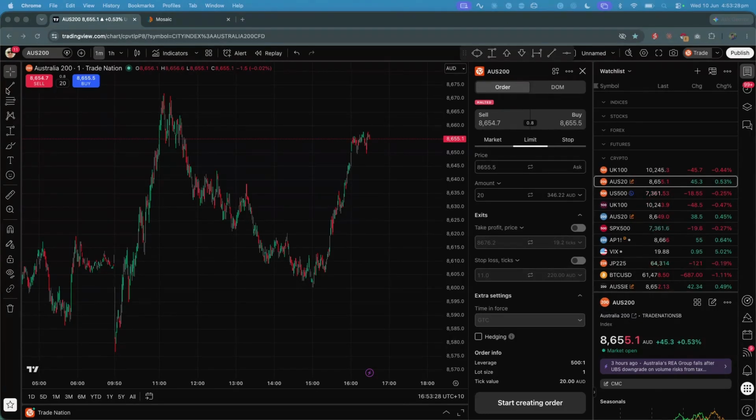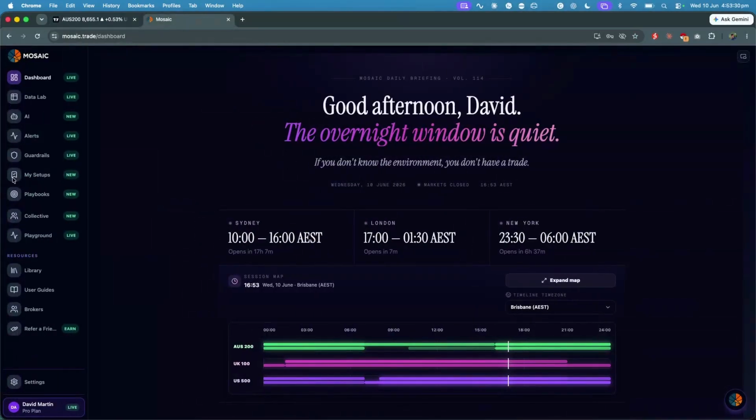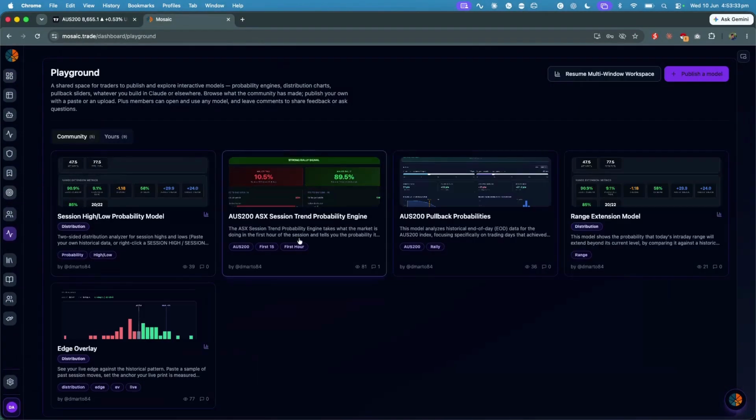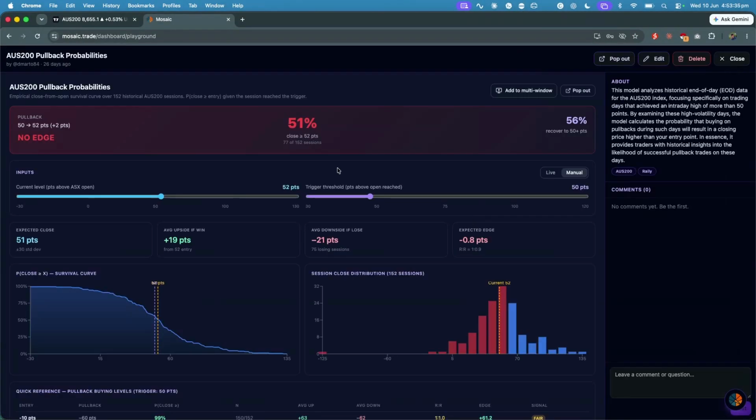So let's jump into the pullback model, Aussie 200 pullback probabilities. Okay, so obviously the session's closed at the moment, so there's no live values worth looking at. But what I want to show you is, all right, let's set this to 50 points.